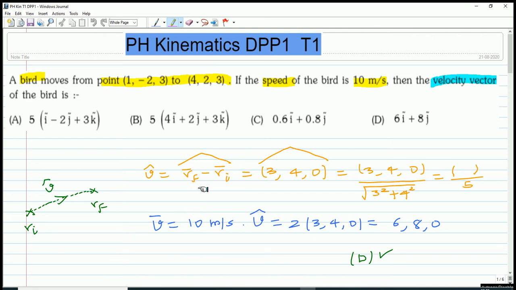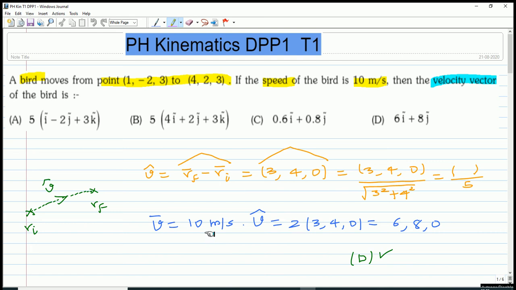And a vector can be represented by a triplet of numbers. For example, this vector is the same as the vector 1i cap minus 2j cap plus 3k cap. Rf minus Ri is 4 minus 1, which is 3, and 2 minus minus 2, which is 4, and 3 minus 3 is 0. So this is the displacement vector and you have to get the direction of it. So that is the vector divided by the magnitude, which is square root of 3 square plus 4 square plus 0 square, and square root of 3 square plus 4 square is 5.